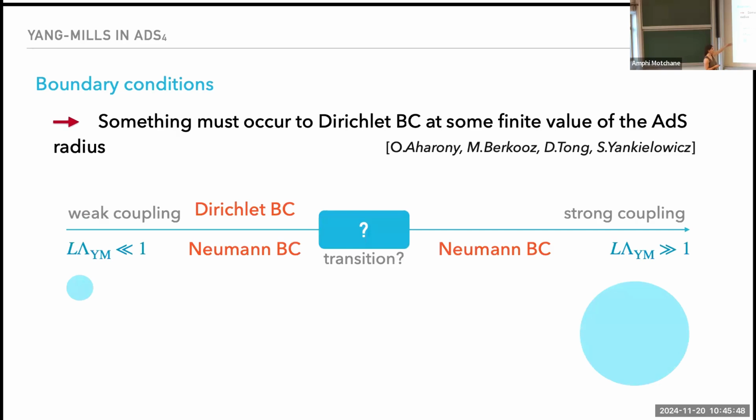So this was an idea coming from work by Aharony, Berkooz, Tong, and Yankielowicz of 2012. The idea is that if we start at very small radius with Neumann boundary condition, in principle, we can go up to flat space. While with Dirichlet boundary condition, at some point, something has to occur. Maybe we don't actually know if there is a transition from Dirichlet boundary condition to Neumann boundary condition. What we want really to answer is why we know that Dirichlet boundary condition has to disappear. We want to understand why.